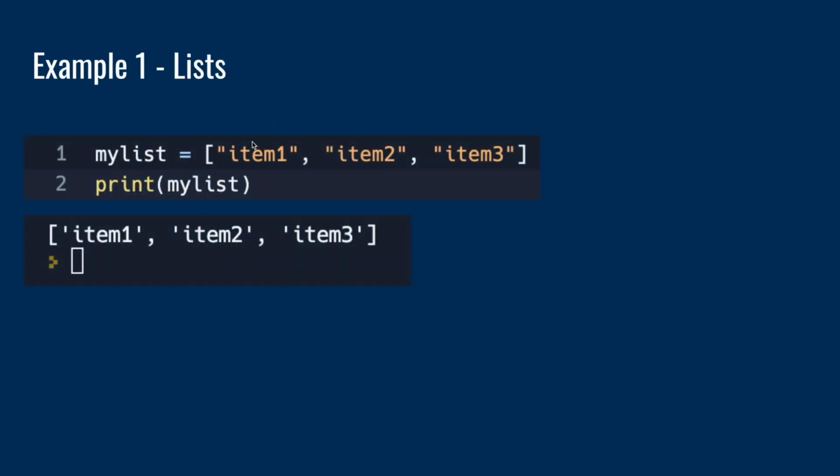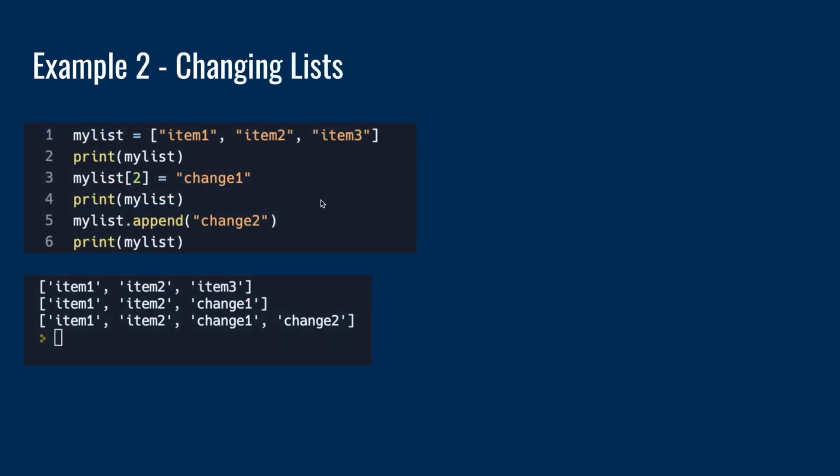So let's look at this basic list, and when it prints out, it simply prints out the entire list as it is. So, changing lists. We're taking the same list again, and then we're using indexing to change the value of item 3. So my list, and then in square brackets 2. This means we're bringing up the third term in the list because it goes 0, 1, 2. So that's term 3 in the list, and we're changing its value to this string, change 1. Then once we print again, we can see down here that item 3 changed to change 1.